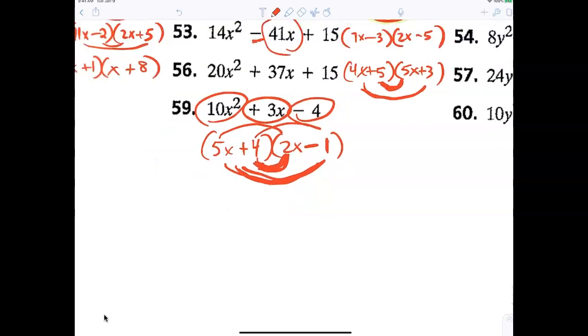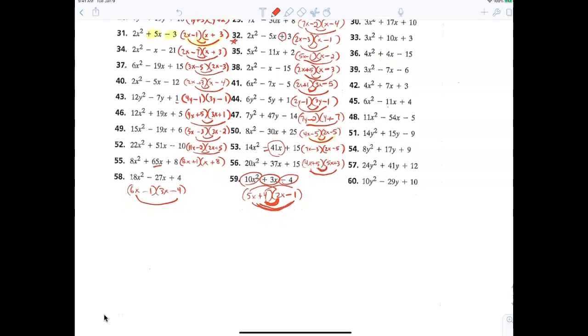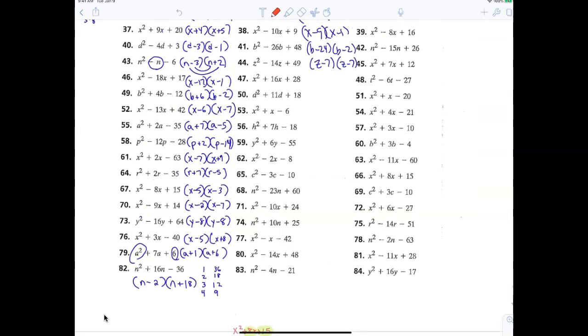Your job now is take some time and go down and do 3 through 60 and also 1 through 58. That's your homework, all right? Let's go, get busy. And also, the first page is supposed to be done. All right, I'm going to give you that till tomorrow.